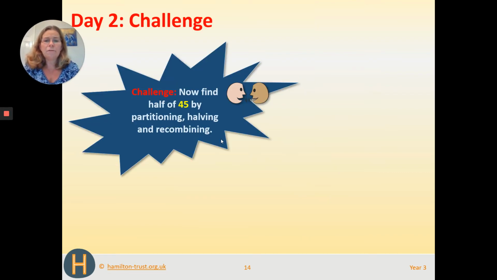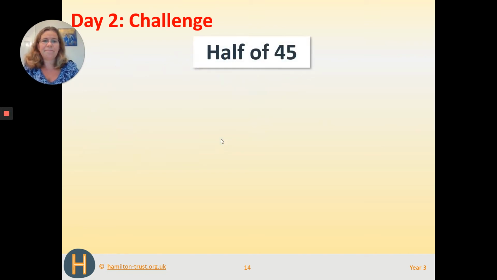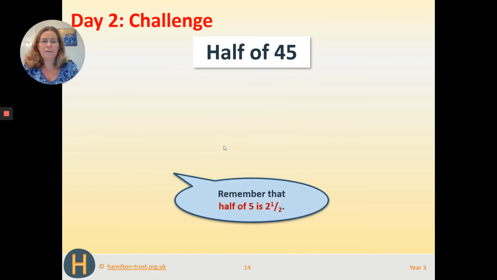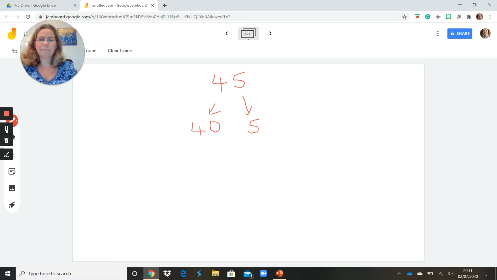Now we're going to find half of 45 by partitioning, halving, and recombining. Half of 45. Remember, half of 5 is 2.5. I've drawn up the first bit for us. What do we do next? Yes, that's right. Halve 40. Half of 40 is 20. Brilliant.